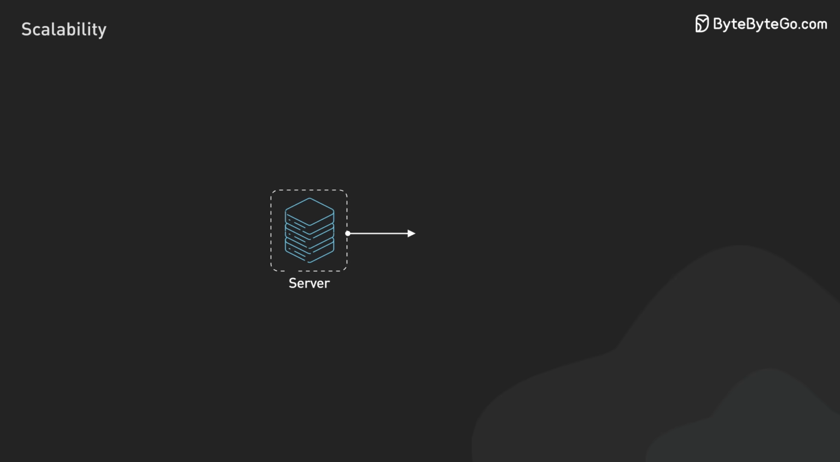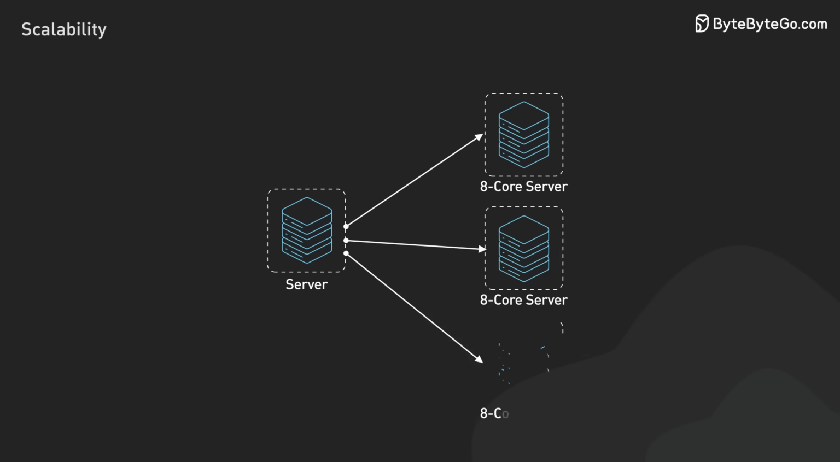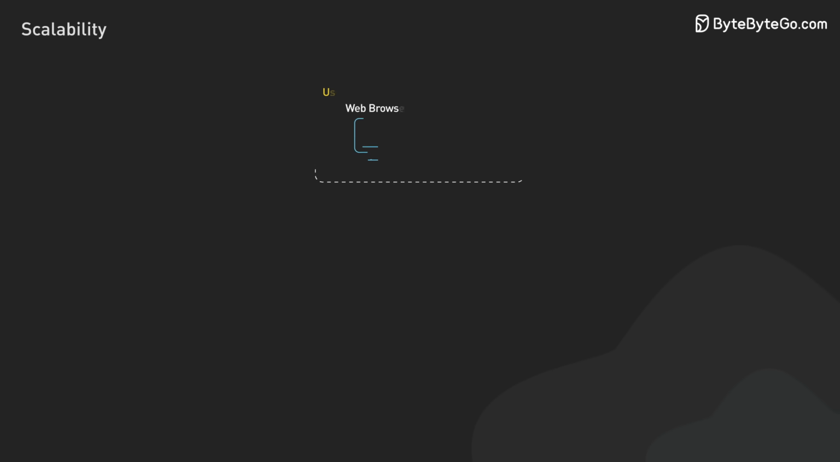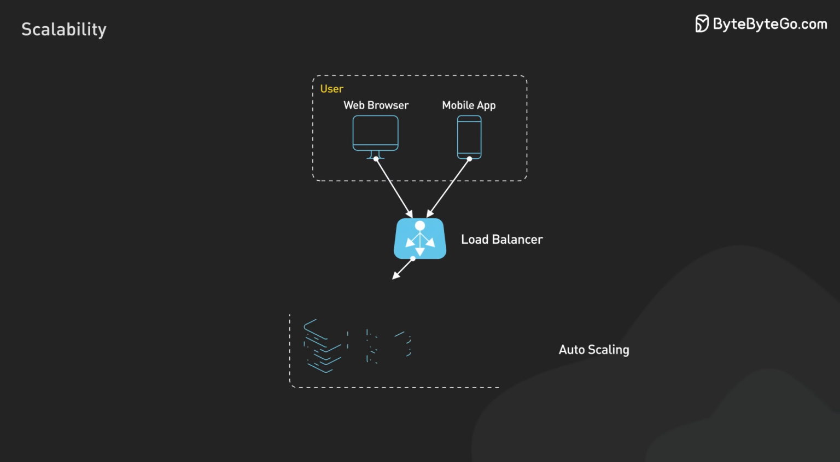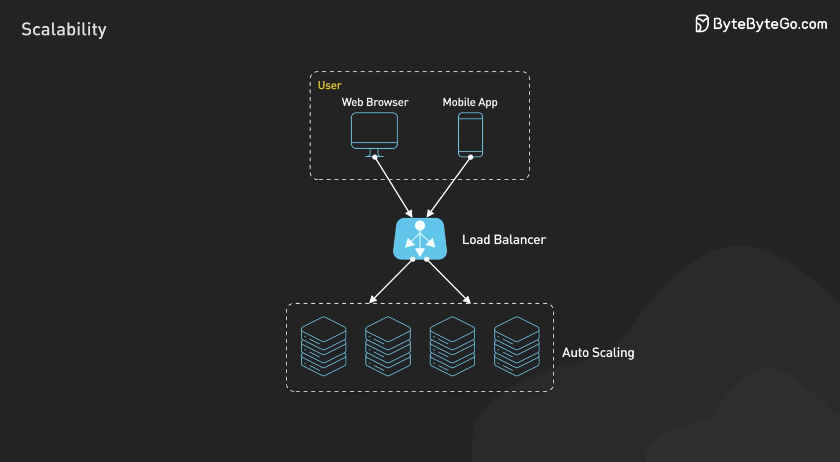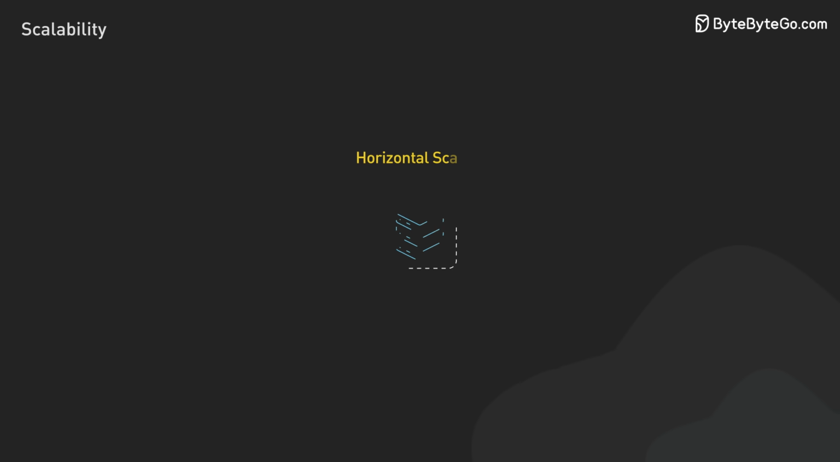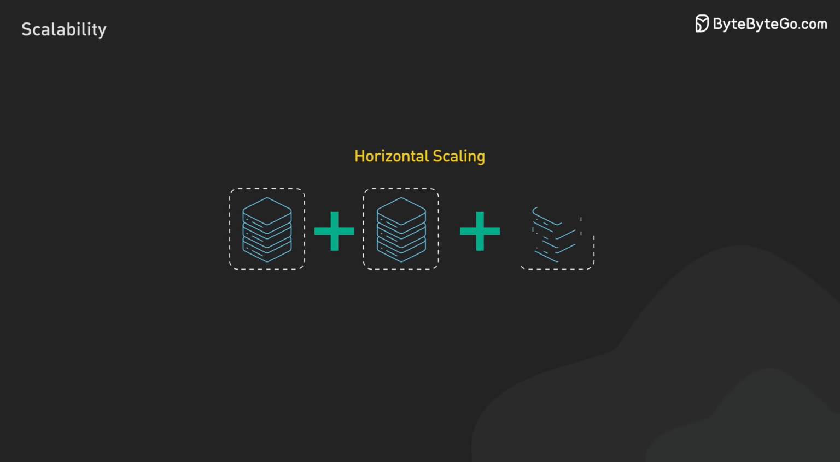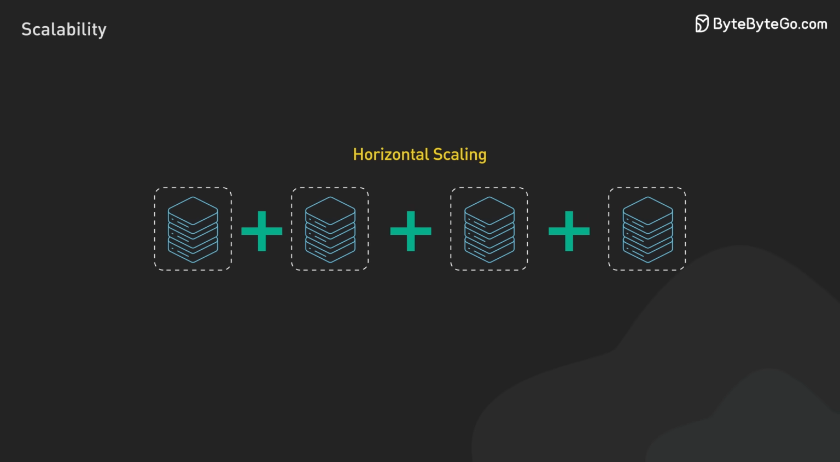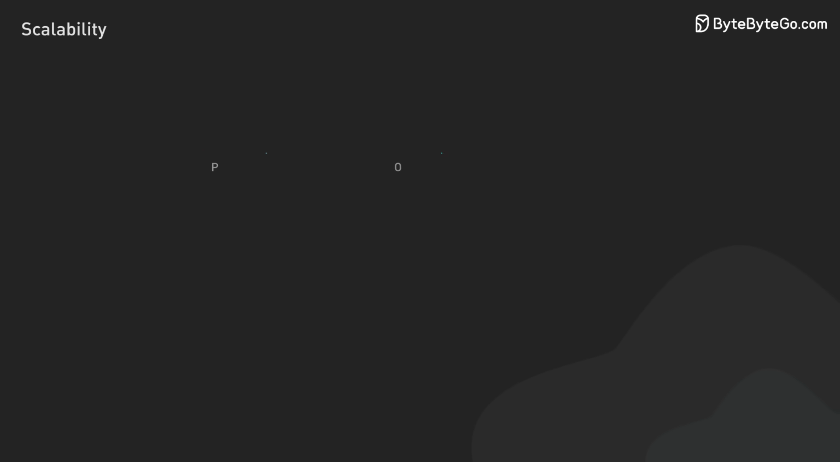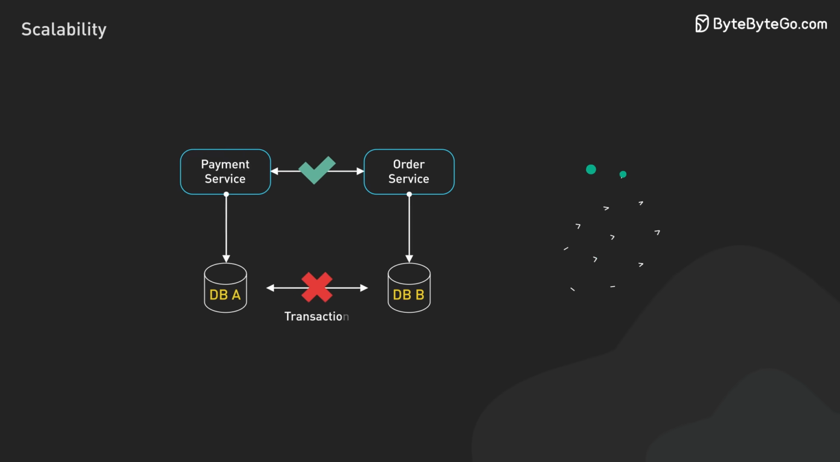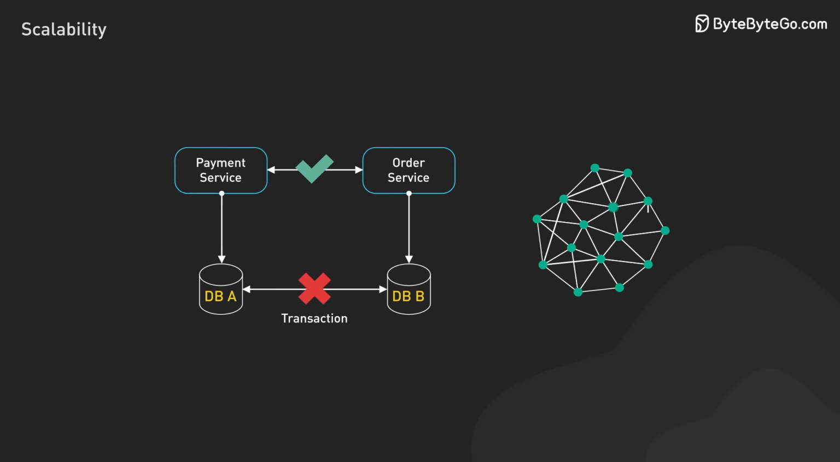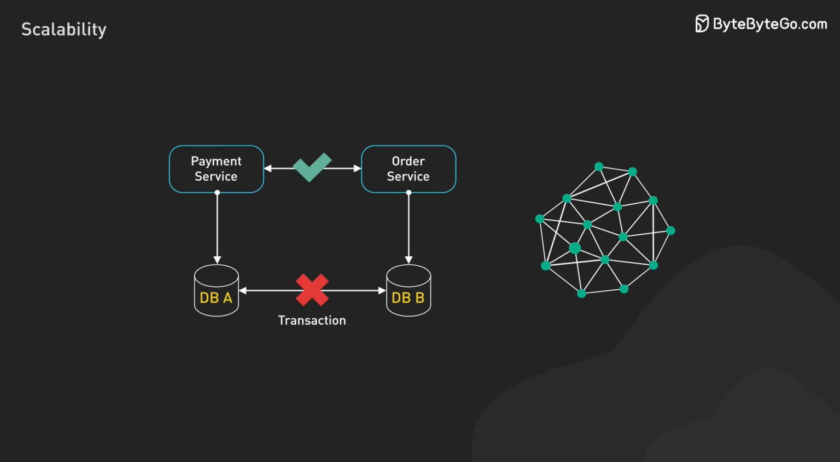Instead of one super powerful server, we have multiple servers working in parallel. This approach is particularly effective for cloud-native applications and offers better fault tolerance. It's often more cost-effective for large-scale systems, as we can add or remove resources based on current demand. However, horizontal scaling introduces challenges like data consistency, increased network overhead, and the complexity of managing distributed systems.